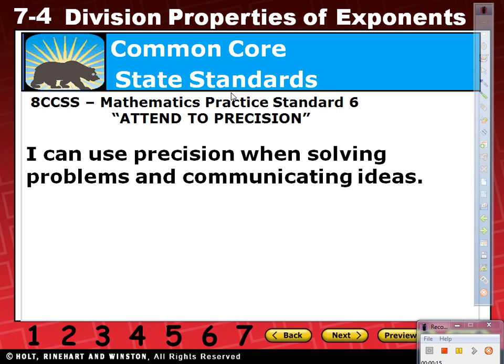Our objective for today: I can simplify exponential expressions using the division properties of exponents. Read it together. 1, 2, 3. I can simplify exponential expressions using the division properties of exponents. So we already know we're on the same concept, right? Tell your neighbor the concept, please.